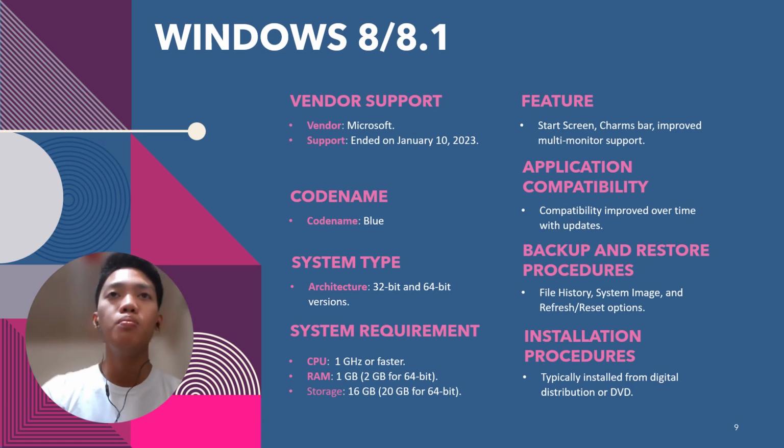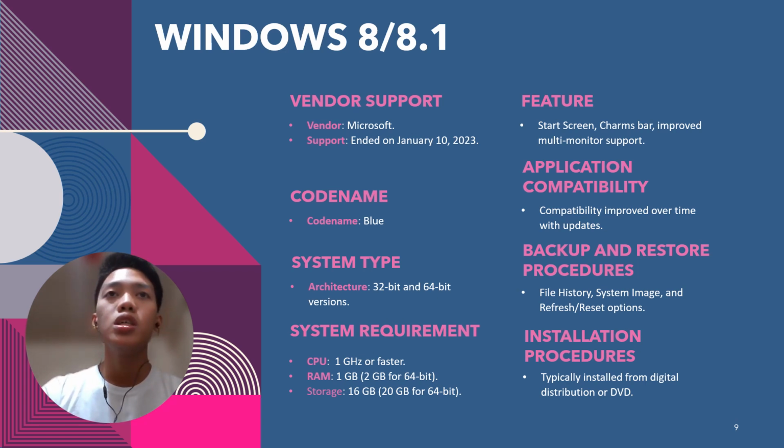System type: 32-bit and 64-bit version. The continuation of both 32-bit and 64-bit versions maintained compatibility with a wide range of hardware configuration. System requirements: 1 GHz or faster, RAM 1 gig, 2 gig for 64-bit, storage 16 gig, and 20 gig for 64-bit. The system requirement remained relatively modest, aligning with the trend of optimizing performance on a variety of devices.